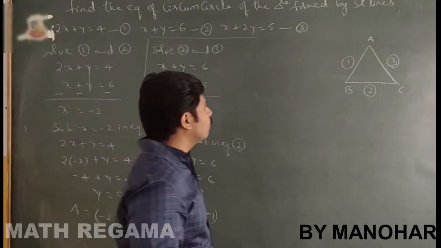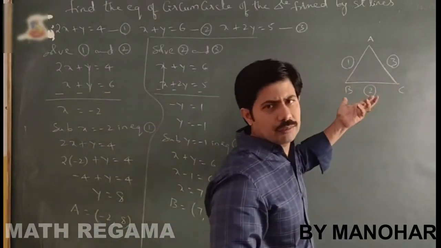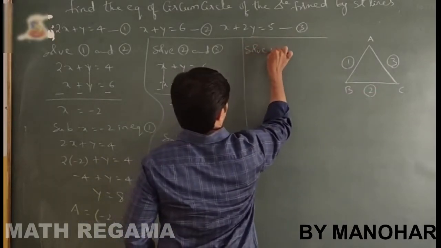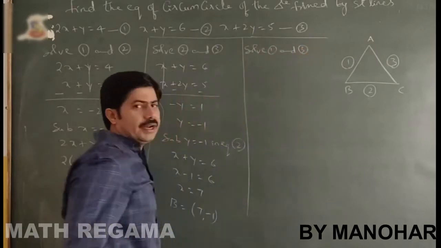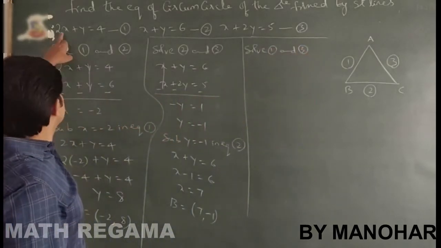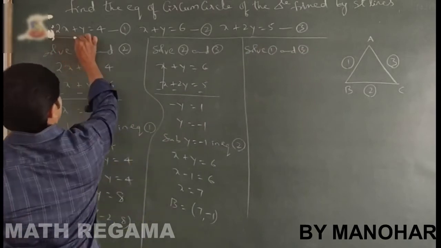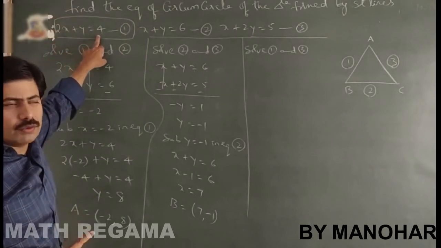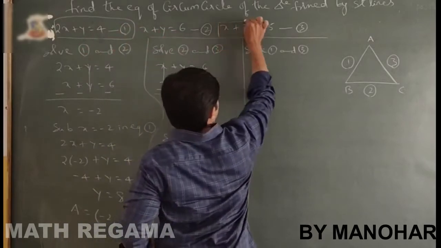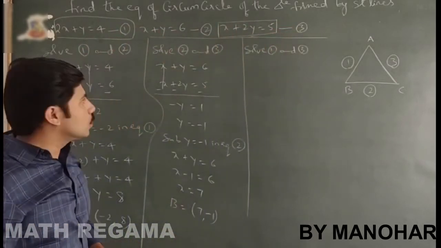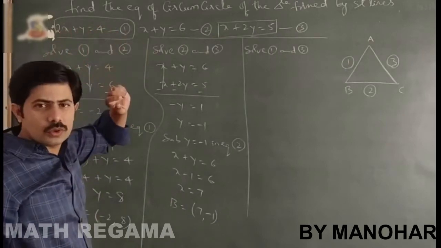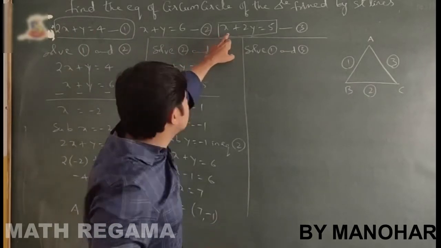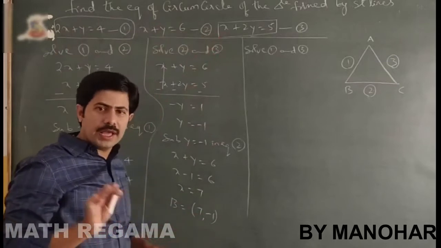Next what we have to do? We have to solve 1 and 3, or 3 and 1, both are the same. Solve 1 and 3. Equation 1 is 2x plus y is equal to 4. Equation 3 is x plus 2y is equal to 5. We have to eliminate either x or y. To eliminate x, I multiply equation 3 with 2, so that the 2x terms can be eliminated.